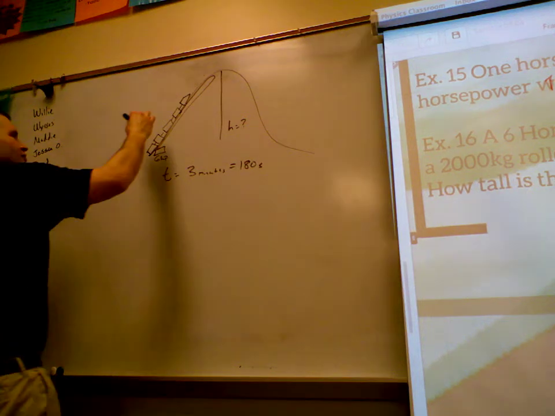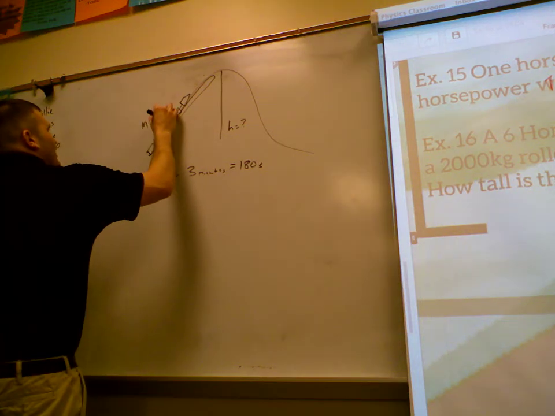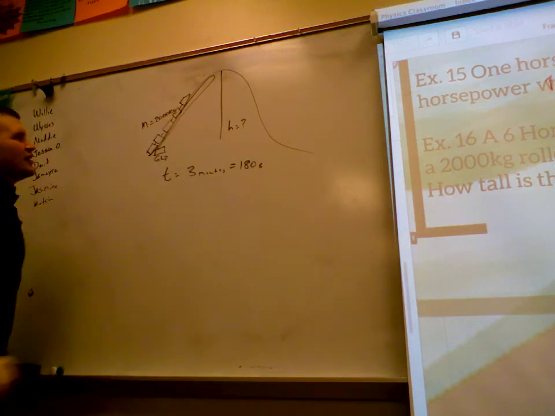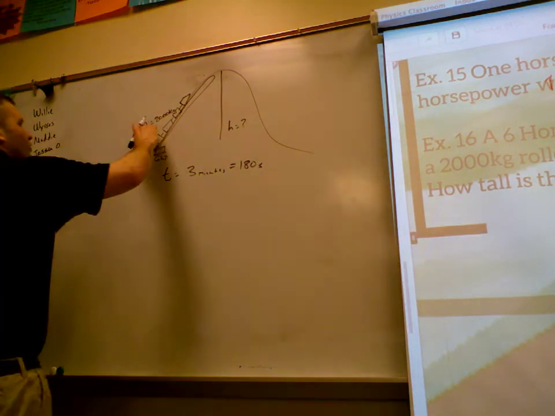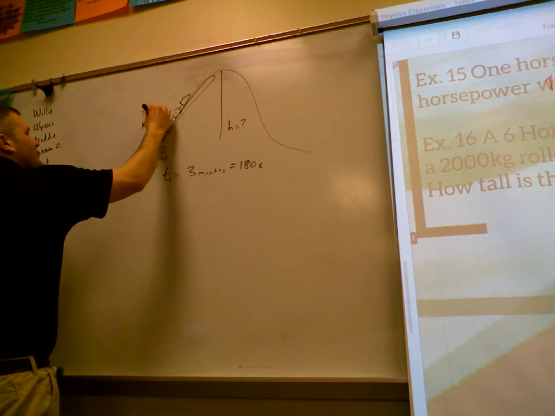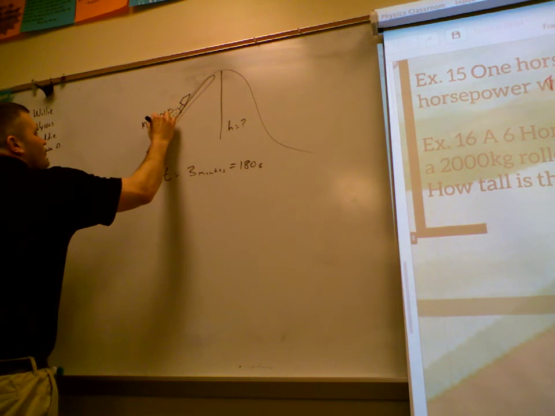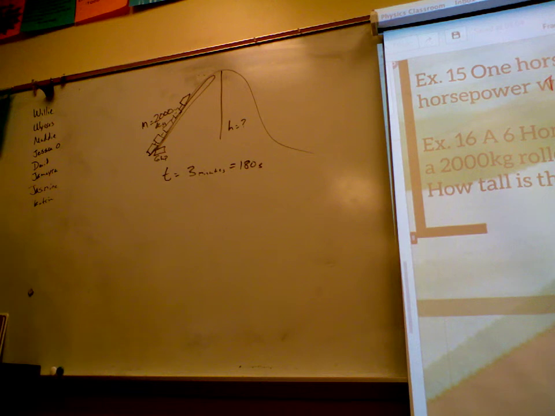And we know the roller coaster has a mass of 2,000 kilograms. This is why doodlers like physics, because we can draw pictures of random stuff. Okay. Any questions? How do we do it?